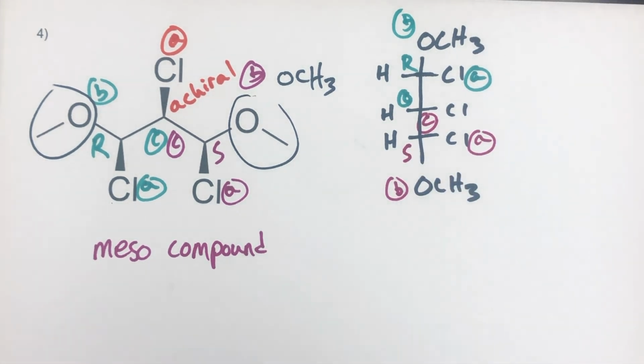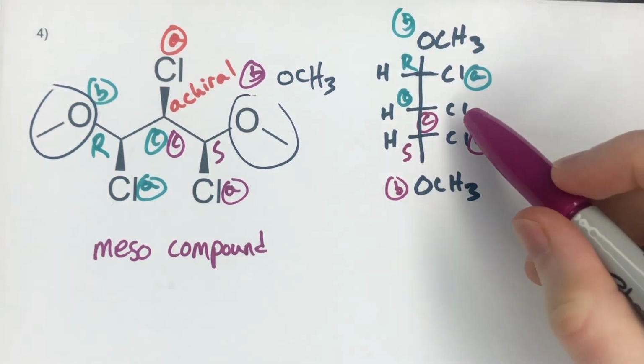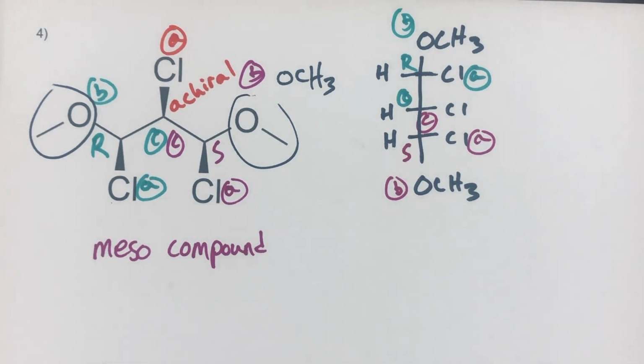So you may be wondering, where do you put that chlorine? And since it's achiral, it doesn't matter. You can put the chlorine on the horizontal, to the right or to the left, and since it has no chirality, it will readily interconvert between either one.